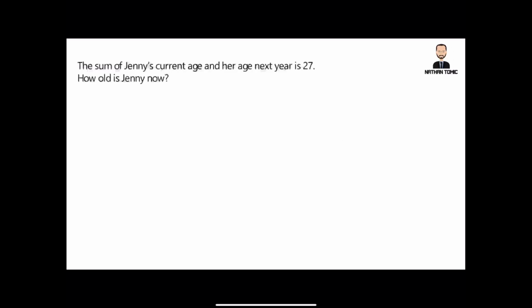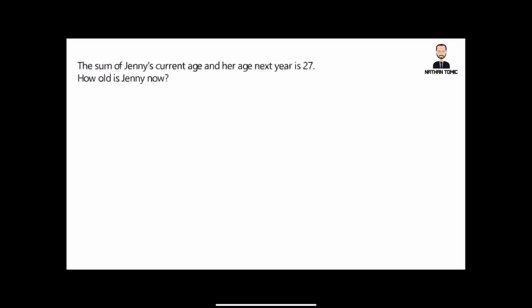So here are some example questions that you might see. These are all going to be worded questions, which basically represent some sort of real world situation. The first one says the sum of Jenny's current age and her age next year is 27. How old is Jenny now?